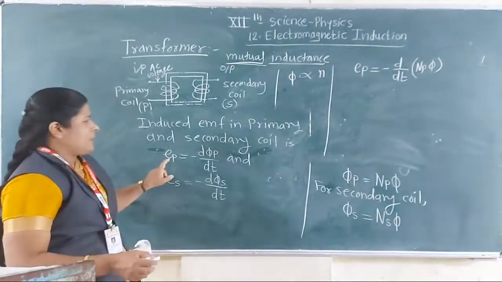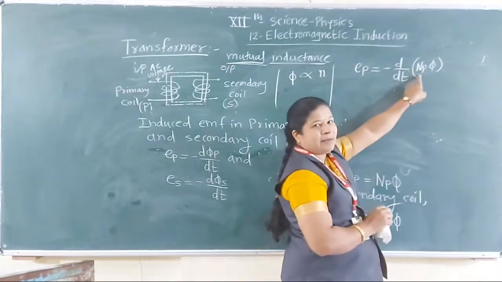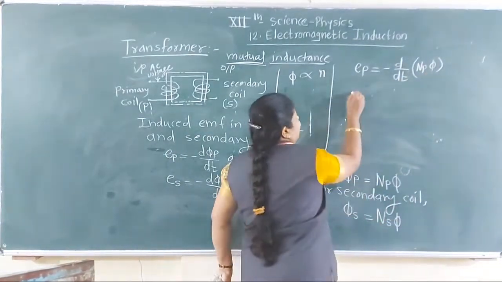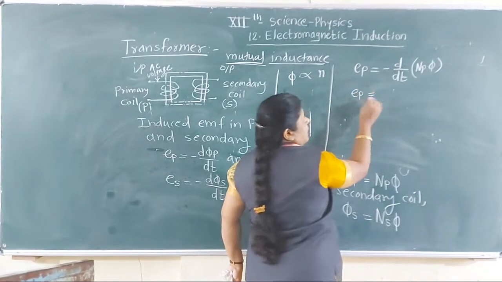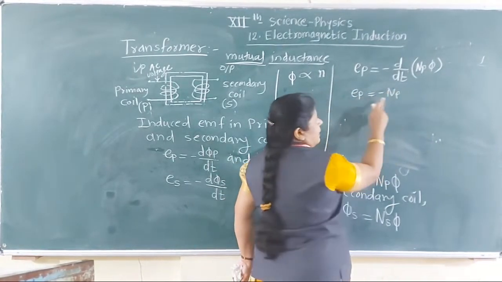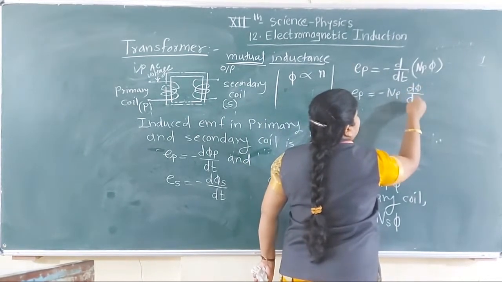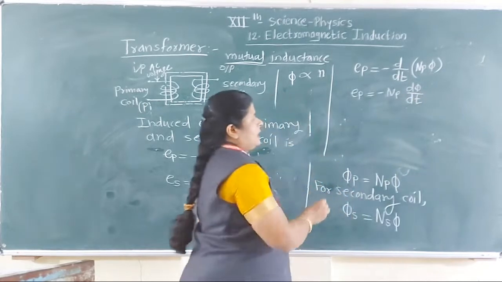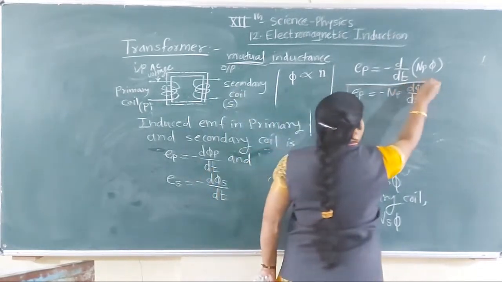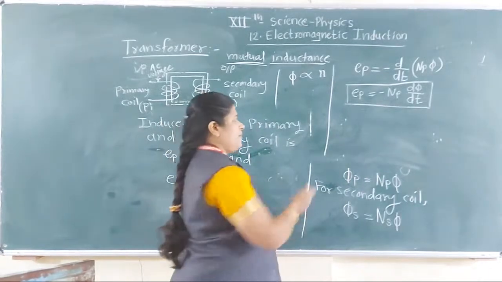So EP is equal to minus d by dt of phi p. The value of phi p is Np into phi. So EP is equal to minus Np d phi by dt.